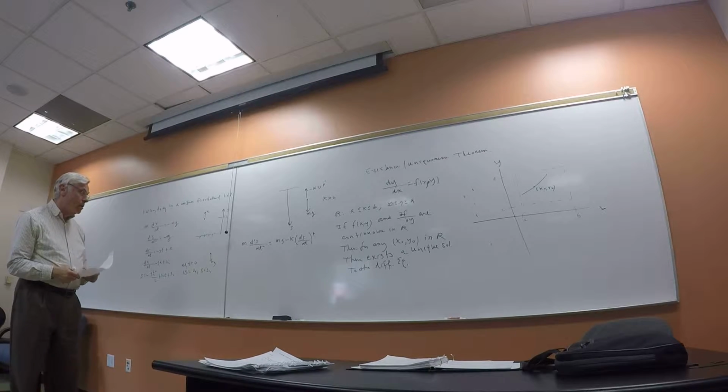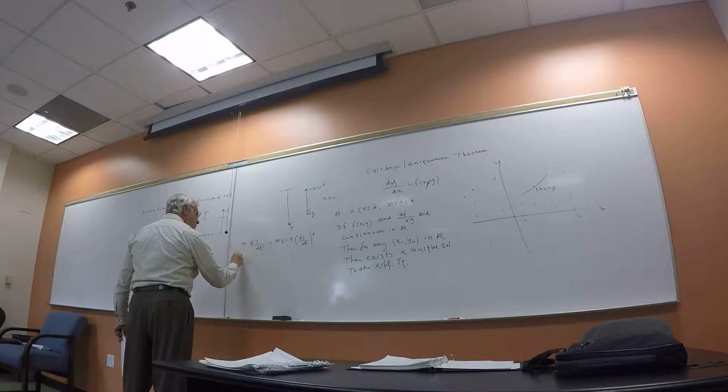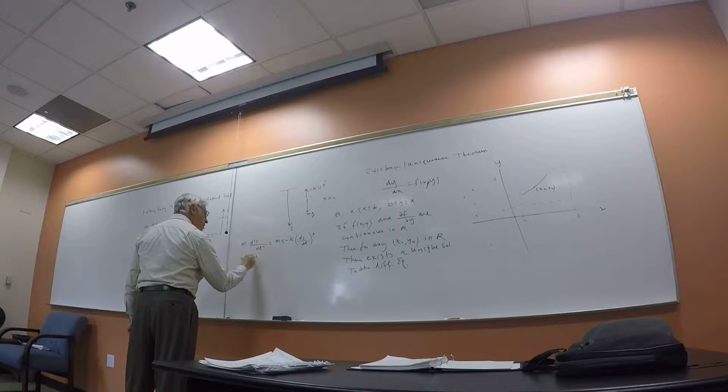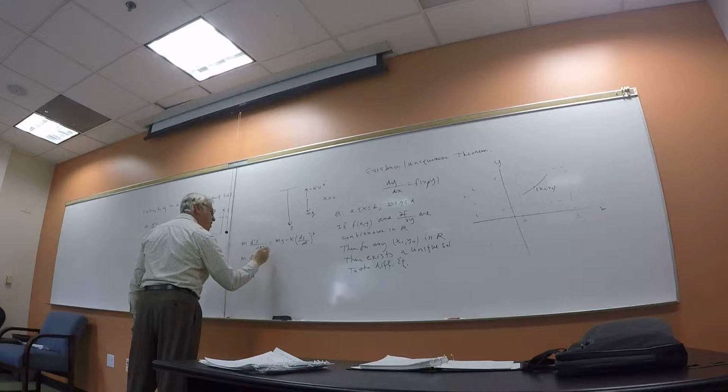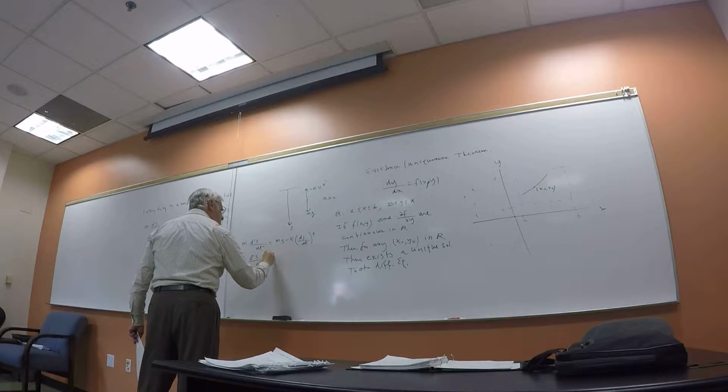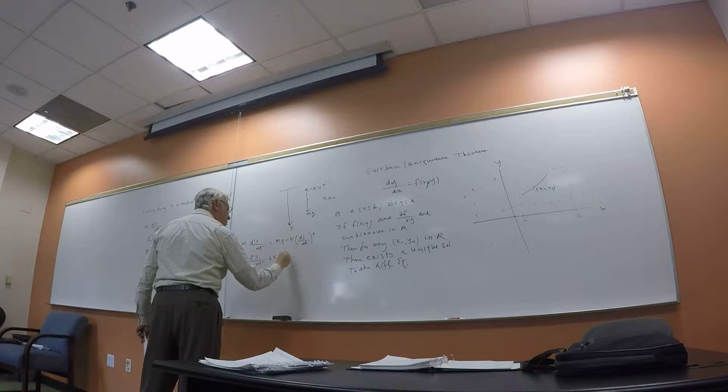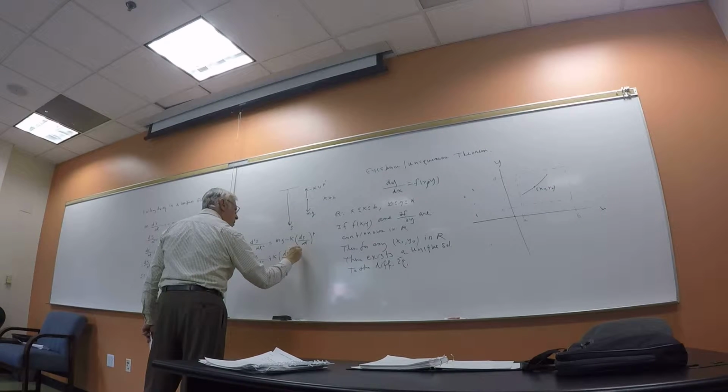And if you want to write it a little differently, it says m times the second derivative of s with respect to time. Let's bring all this over with s on one side, plus some positive proportionality constant times ds/dt to some power p equals mg.